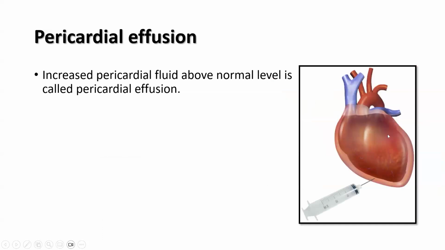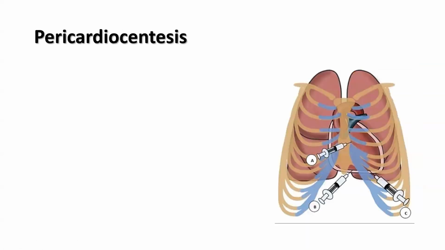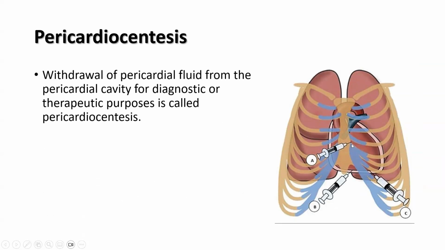Now pericardial effusion. We know normally 300 ml of fluid is present in the pericardial cavity, and that fluid is called pericardial fluid. An increased amount of the pericardial fluid above the normal level is called pericardial effusion. Now pericardiocentesis. Withdrawal of pericardial fluid from the pericardial cavity for diagnostic or therapeutic purposes is called pericardiocentesis.